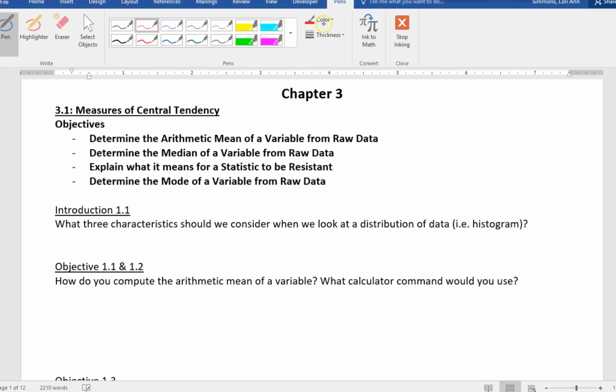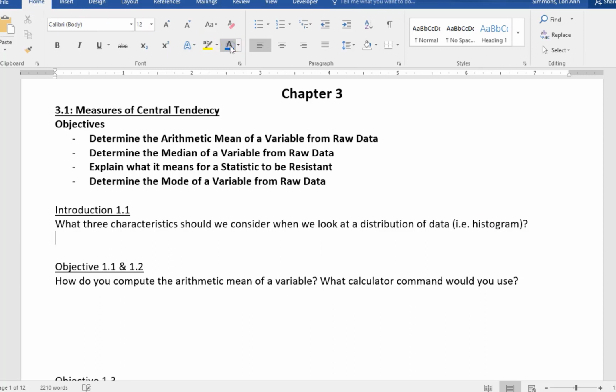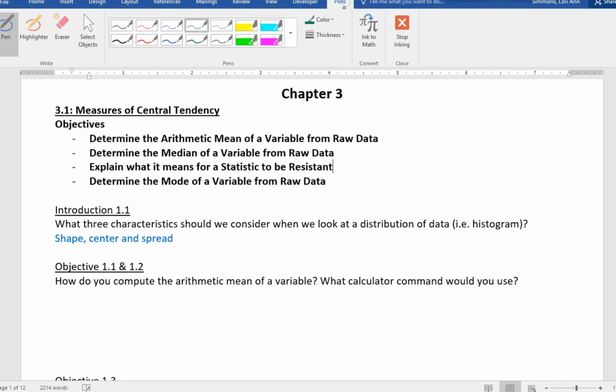So what are the three characteristics that we should consider when we look at a distribution of data? We plotted those histograms in Chapter 2. In Chapter 2 we started on one of these characteristics, and that's the shape. Again, we can have uniform, bell-shaped, skewed left, or skewed right. And then in this unit, we're going to learn center and spread. Central tendency just means the center. So in 3.1, we're going to learn this characteristic.